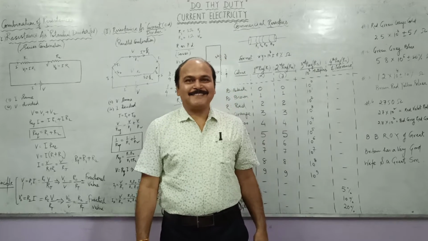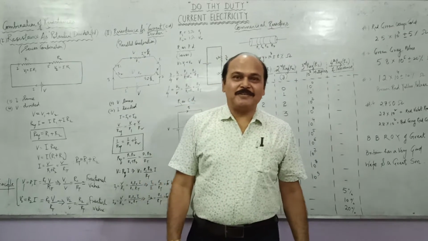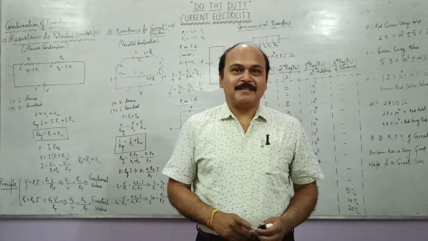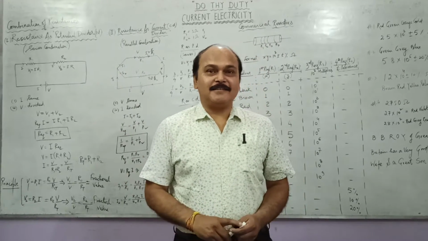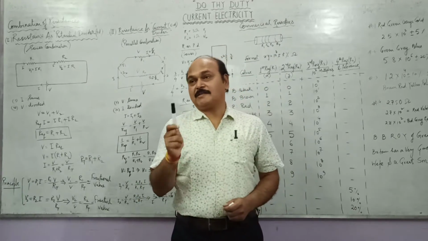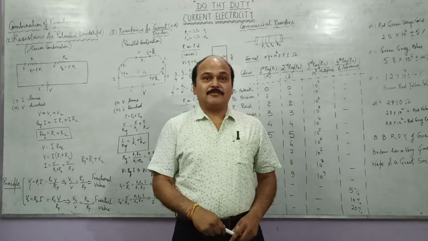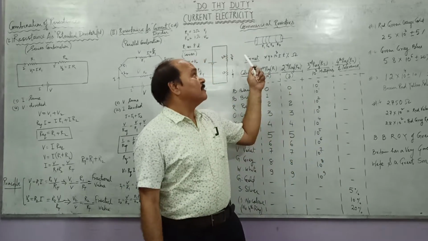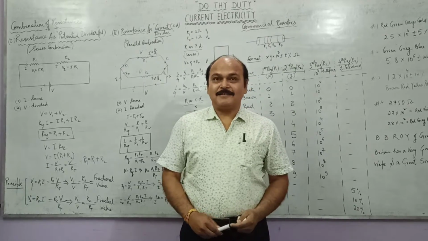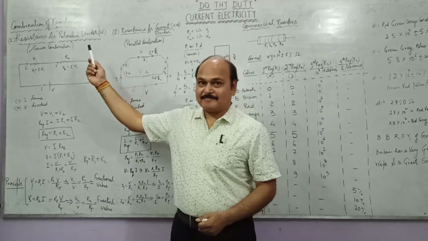Good morning, children. Let us continue with current electricity which we started last time. Today in current electricity, we are going to take up two topics. Number one is the combination of resistances and the other one is the color coding of commercial resistors. So let us begin with combination of resistances.